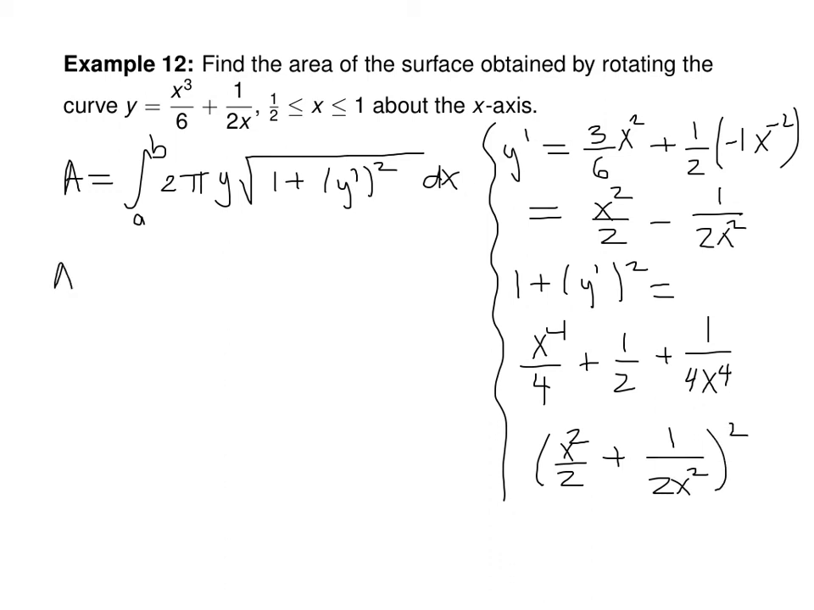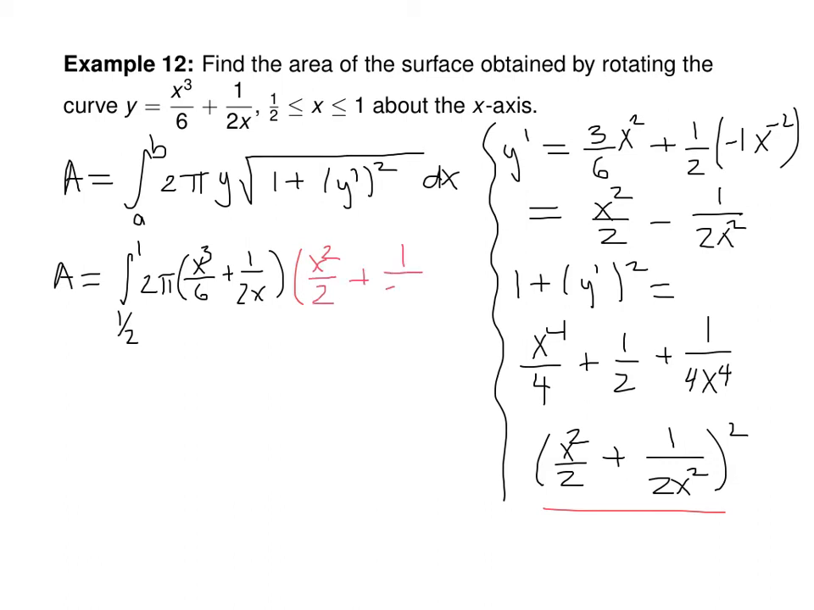So for this particular region, the area is given by an integral from 1 half to 1 of 2 pi times the original function, x cubed over 6 plus 1 over 2x, times the square root of this, which is just going to be x squared over 2 plus 1 over 2x squared. And from there, it's just really, really awfully tedious. You end up getting approximately 3.514. The answer is not pretty.